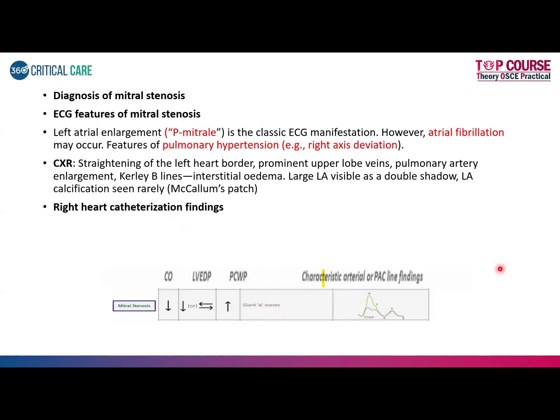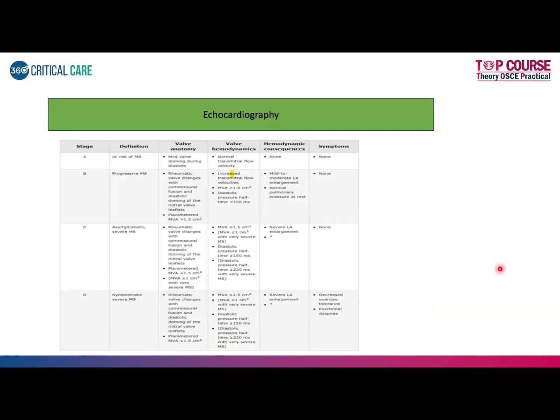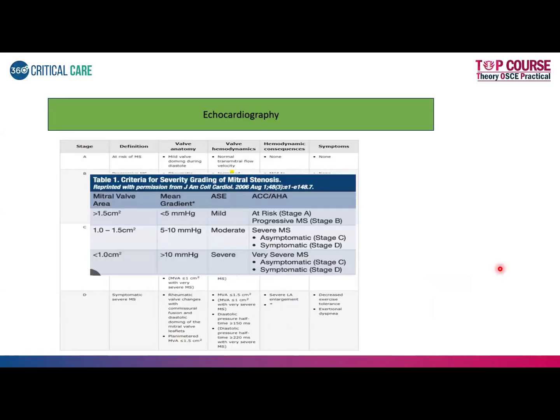Echocardiography. Now, there is a huge chart of echocardiography definition and the anatomy and hemodynamics given. So it has been cut short, and we have to remember only three things basically. Mild mitral stenosis is when the mitral valve area is more than 1.5 centimeters squared, but the mean gradient is less than 5 millimeters of mercury. It is moderate when the valve area is 1 to 1.5 centimeters squared with a mean gradient of 5 to 10 millimeters of mercury. And it is severe, which can be divided into asymptomatic and symptomatic.